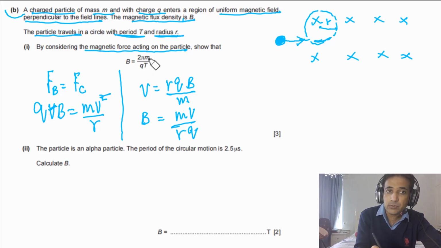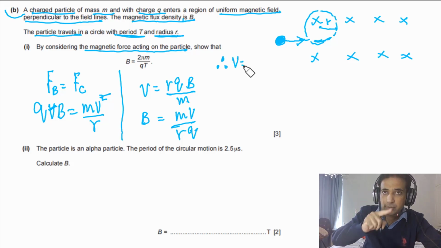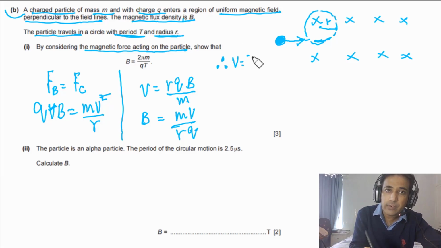If you look at the answer, v is not in the answer. So we can write down v in terms of other quantities. v is the orbital velocity, meaning the orbital velocity of this particle, and that one will be equal to the total distance traveled by this particle in one circle divided by time taken.